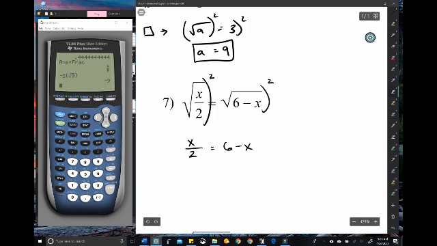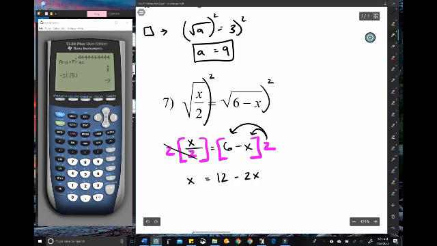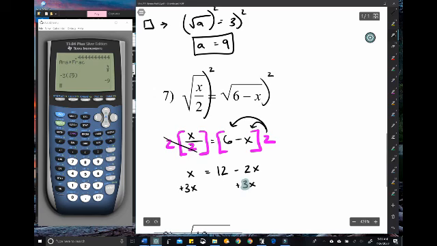I would multiply each side by 2. All right, and that's going to get rid of our fraction. So on the left, we just have x is equal to, now you just want to be careful to distribute, 12 minus 2x, and then you can solve by adding 2x. Sorry, getting ahead of myself here, which makes it 3x is equal to 12, divided by 3, and x equals 4.